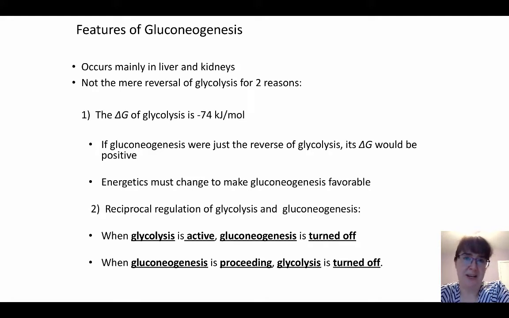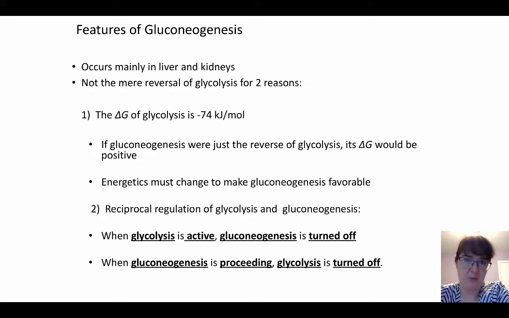And the main thing to remember again is this is not just a simple reversal of glycolysis. Glycolysis has a negative delta G value, looking at all those concentrations of products and reactants, of about negative 74 kilojoules per mole. So glycolysis is favorable. Glycolysis will move forward. So the hard thing here is that if gluconeogenesis was just the reverse, then the delta G value for gluconeogenesis would be positive, and there wouldn't be any driving force to have gluconeogenesis move forward. So there has to be something changed to have the energetics be favorable for our anabolic pathway.